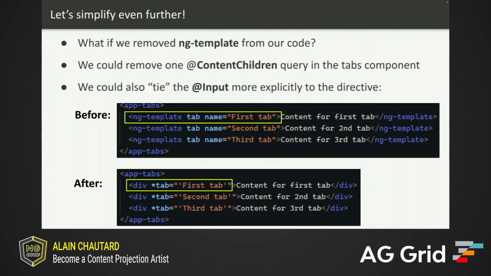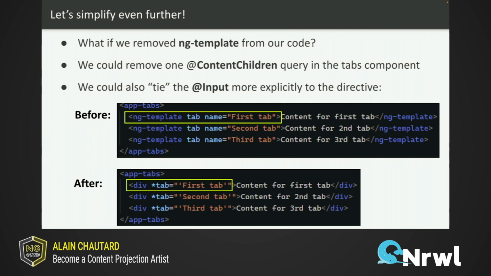Now we can simplify even more. NG templates, we could possibly remove that and use a different syntax. And we saw that now we have two different ContentChildren decorators. We can get rid of one to have just one of those. And if you're being perfectionists, it might be better to not have a name input in here, but rather have something that looks like the syntax down here. So we could simplify things further.